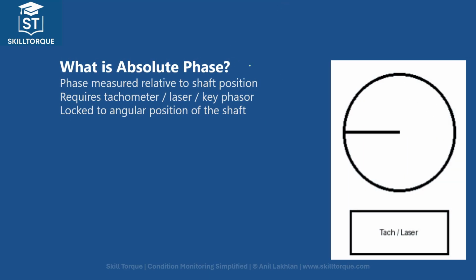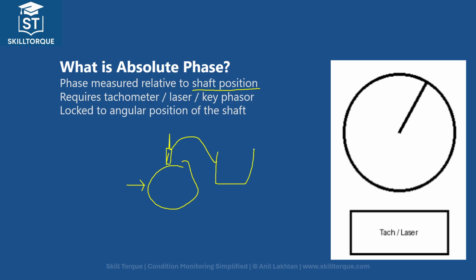Now what is this absolute phase? Absolute phase means the vibration phase measured relative to the shaft position, right? So this phase helps us diagnose the location of the exact shaft. To measure the absolute phase, we normally need one vibration sensor, or you can say an accelerometer or a displacement probe, and we also need a phase reference, usually a tachometer, a key phaser, or a laser trigger. The tachometer normally tells the analyzer the exact angular position of the shaft, right?